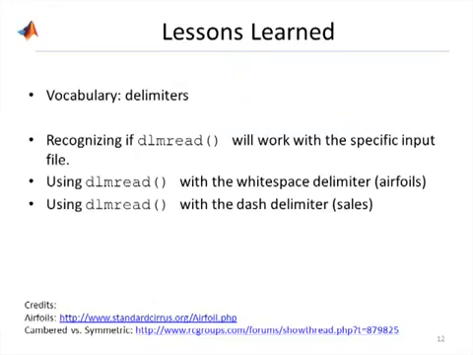So as far as vocabulary, delimiters: basically it's what symbol the human eye sees that delimits every column. Recognizing if dlmread will work with the specific input file is crucial, because if you start out thinking it will work, but there's for some reason a character somewhere in the file, it will make your whole code wrong. And we saw two examples, one with white space delimiters in the airfoils, and one with the dash delimiters. So that concludes this dlmread explanation.